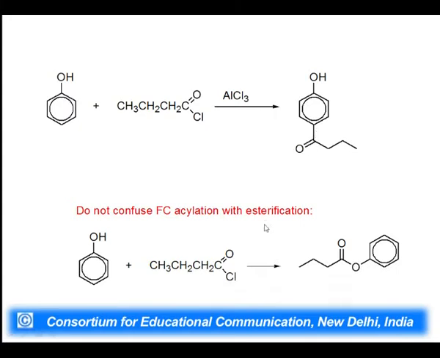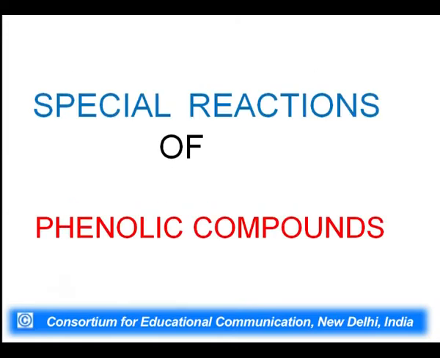When we do the reaction in the presence of a base, that is NaOH or pyridine, then acylation takes place at oxygen, that is O acylation. So one has to keep in mind that if they ask us to complete the following reaction and the catalyst is AlCl3, then C acylation will take place, and if the catalyst is pyridine or NaOH, then O acylation, that is esterification, will take place. Now we will talk of special reactions of phenolic compounds.